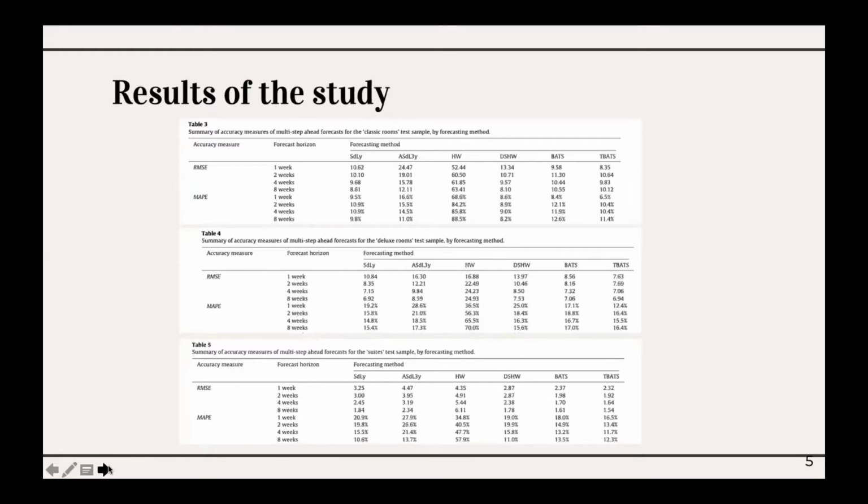Results showed that the Holt-Winters method was the least accurate method overall, both for all segments and all forecast horizons. And using the RMSE statistic, they noticed that the same day of last year and the double seasonal Holt-Winters were more accurate than the TBATS for longer forecast horizons. Finally, the authors have concluded that the TBATS method is a promising tool to implement in a forecasting framework in revenue management systems.